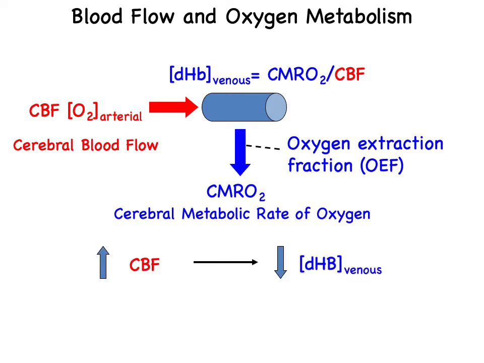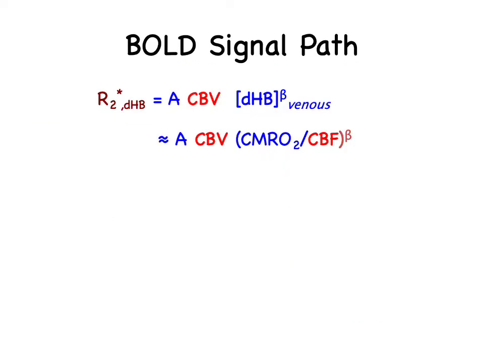An increase in CBF carries more oxygen to the capillary beds, and thus will tend to decrease the deoxyhemoglobin concentration. In contrast, an increase in CMRO2 means that more oxygen is being used by the brain, and therefore the deoxyhemoglobin concentration will increase. Putting all the elements together, we have that R2* due to deoxyhemoglobin is proportional to cerebral blood volume, and the ratio of CMRO2 and CBF raised to the power beta.